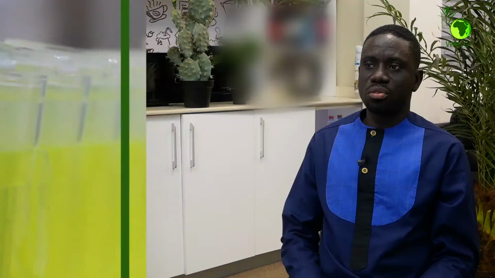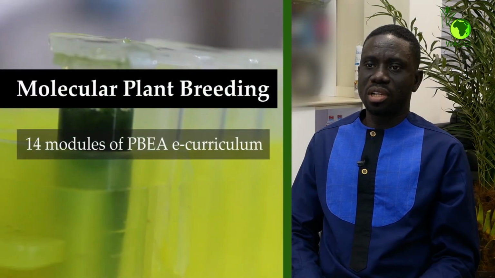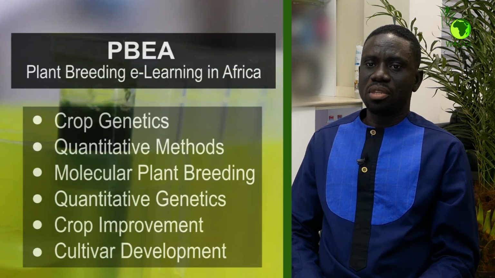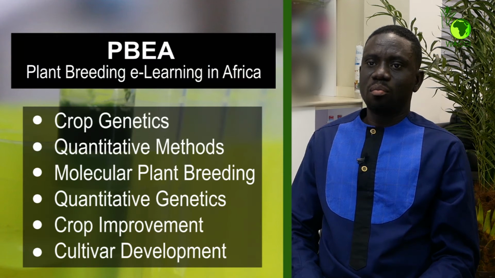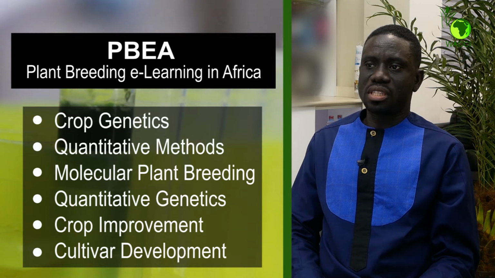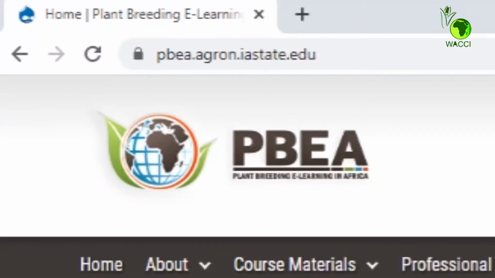I would like to introduce you to new teaching resources that will be useful to you if you teach molecular plant breeding at a postgraduate level as part of a degree program in plant breeding. PBEA, that is Plant Breeding E-Learning for Africa, features a portfolio of 6 courses on various subject areas central to a quality plant breeding curriculum at the postgraduate level. These courses are available online and accessible to all.